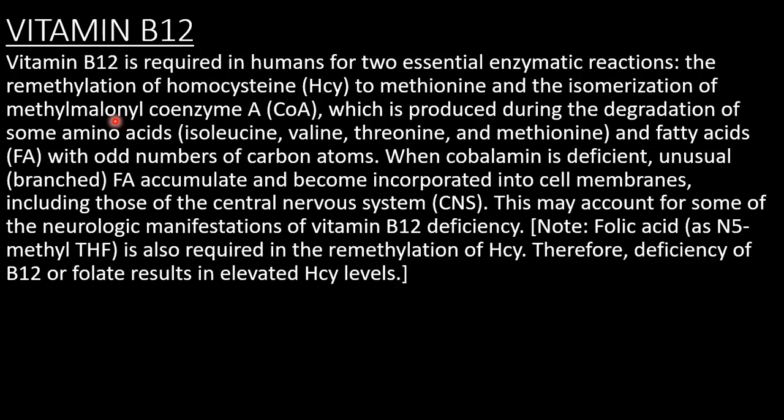Remember that some sources of methylmalonyl are threonine and methionine. Also, you can get methylmalonyl from propionyl CoA, and propionyl CoA originates from odd chain fatty acids, also from isoleucine and valine. Then, when cobalamin is deficient, you will have accumulation of branched chain fatty acids, which will become incorporated into the cell membranes, including those of the central nervous system, and that can explain the neurologic disorders which are associated with cobalamin deficiency.